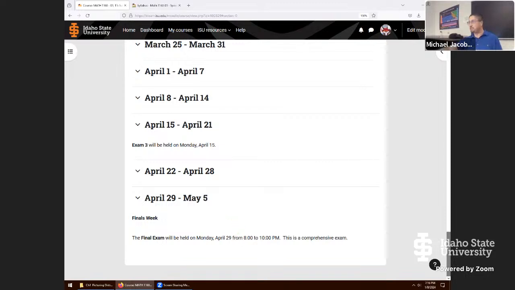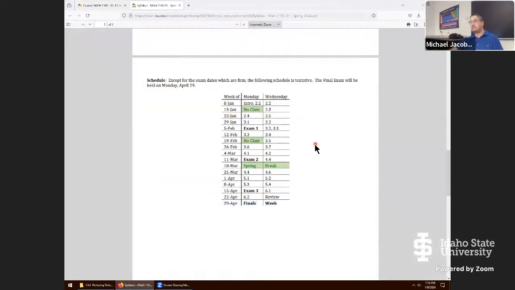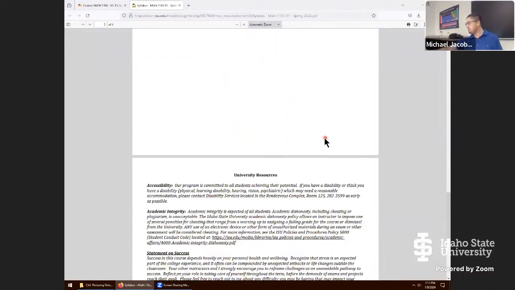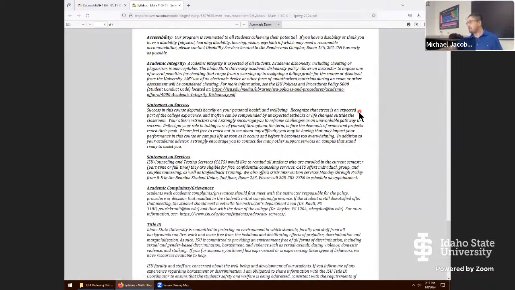It'll be warmer weather too. It'll be more palatable, I think. So that's our day-by-day schedule. If we go through here are the university resources.